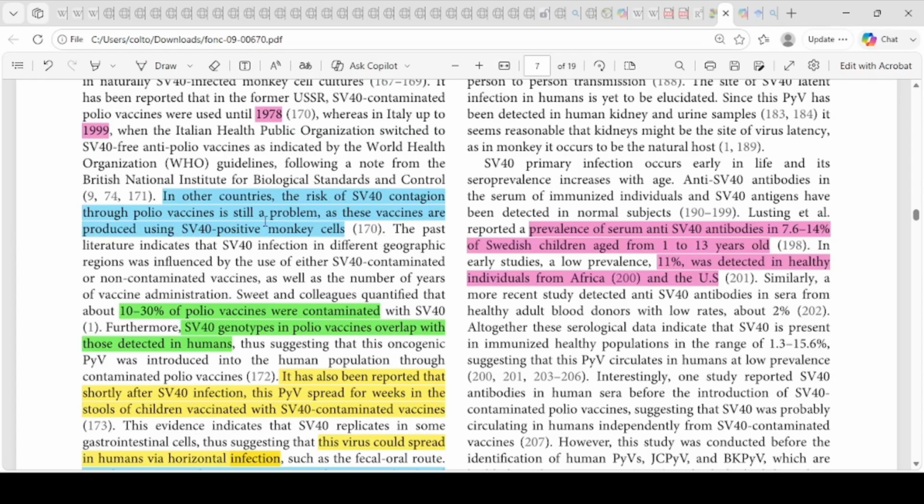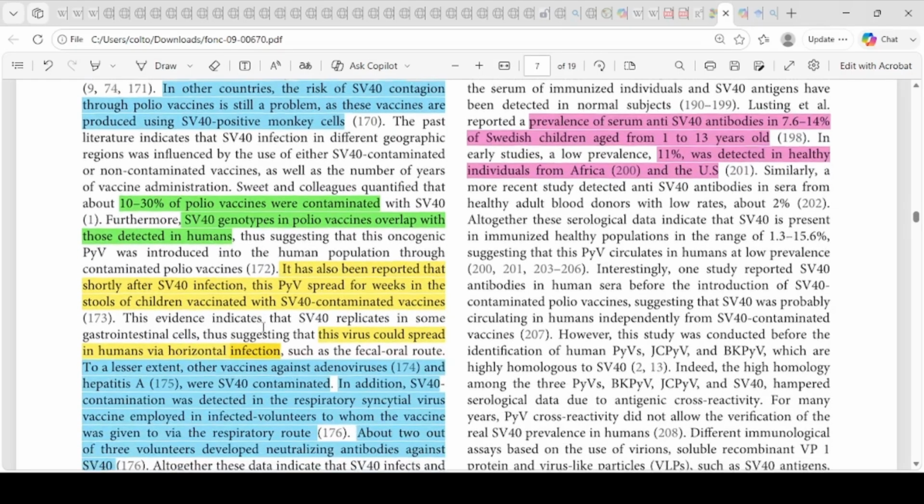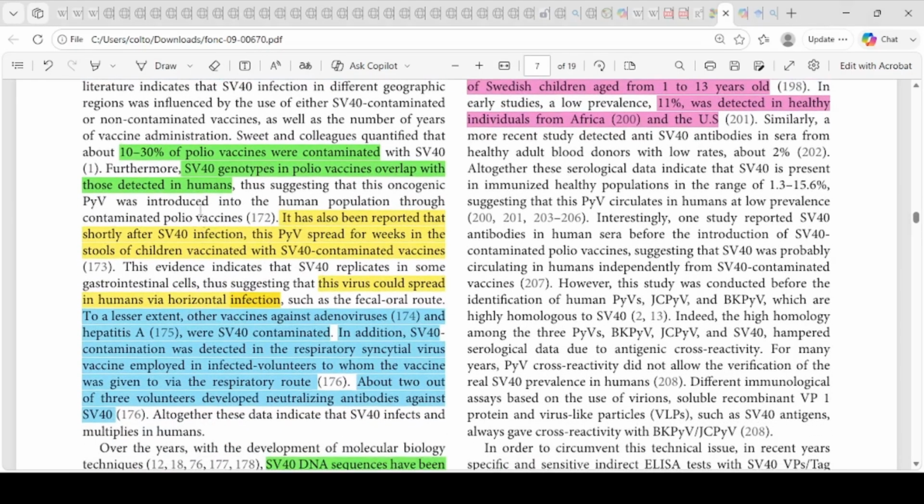So again, that shows you also just how slow science can be to adapt to a problem. And again, down here, they say it's thought that around 10 to 30% of polio vaccines were contaminated with simian virus 40. Okay, so they talk about how the specific simian virus 40 viruses found in humans overlap with those that were found in the vaccines, so it strongly suggests that they were delivered from the vaccines to the humans.